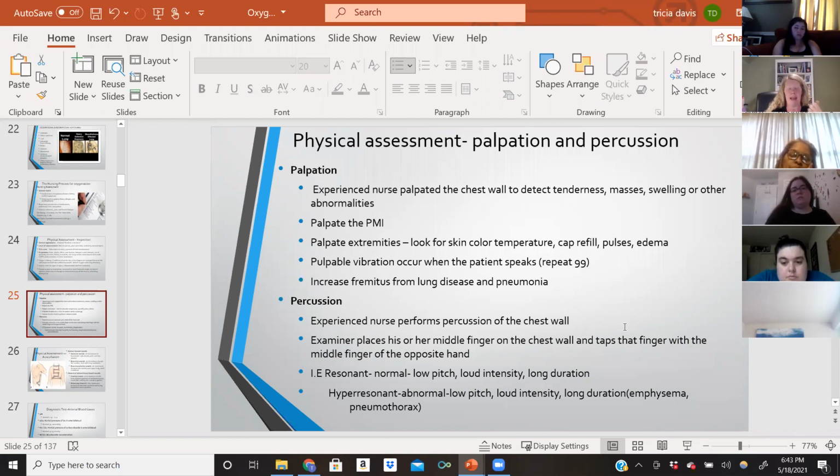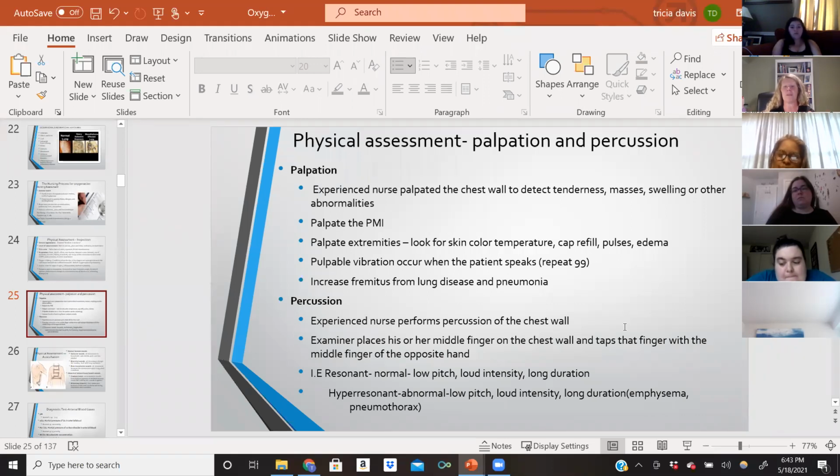You're going to palpate that PMI, which is the point of maximum intensity. You're going to palpate those extremities. You're going to look for skin color. We're going to be checking cap refill. We want to feel those pulses. We want to make sure that we're doing bilateral comparison. So we're going to check the right pulse and the left pulse. We're going to do the same thing with the lower extremities.